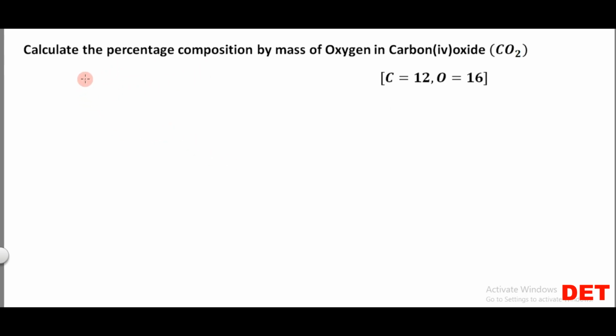Alright, so here in this video, we'll be looking at this question. The question is to calculate the percentage composition by mass of oxygen in carbon dioxide. The formula for carbon dioxide is CO2. We're given the relative atomic mass of carbon to be 12 and the relative atomic mass of oxygen to be 16.